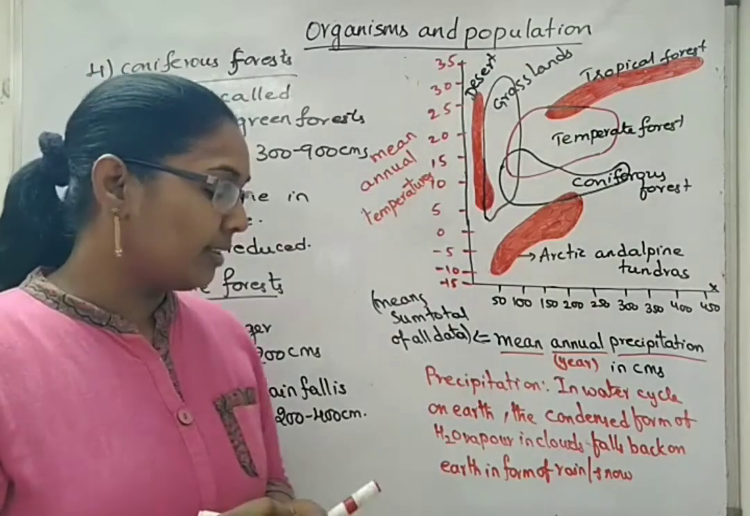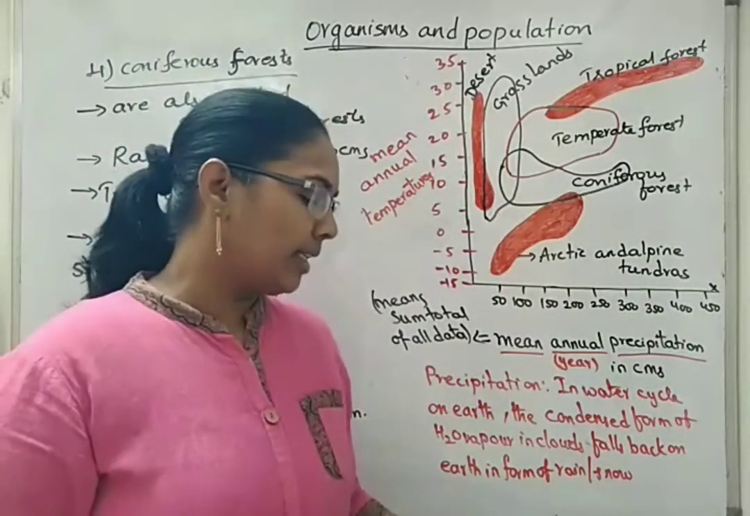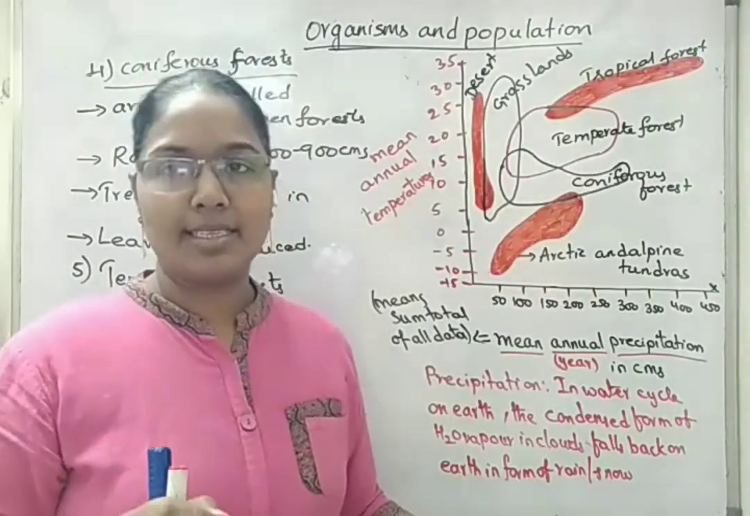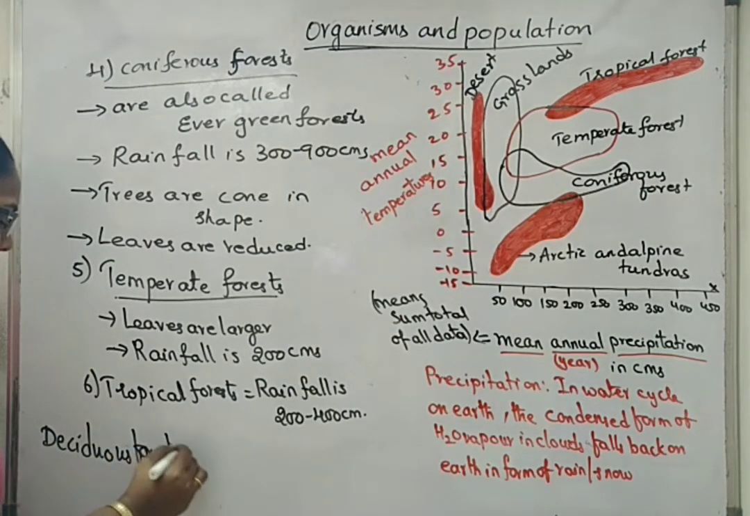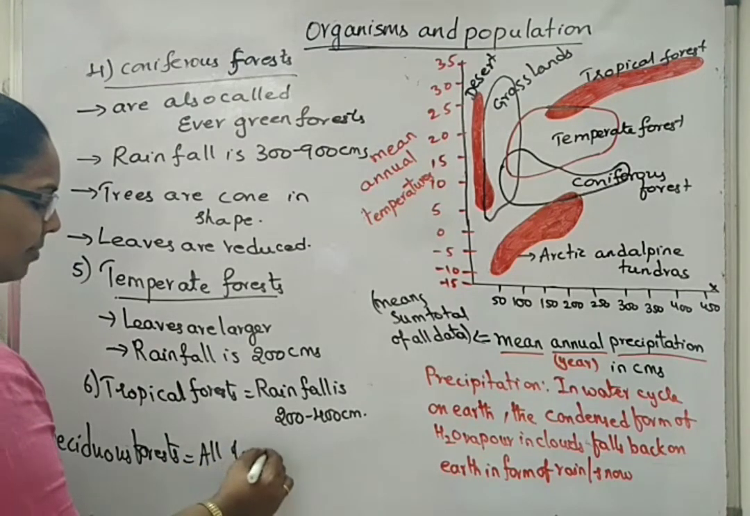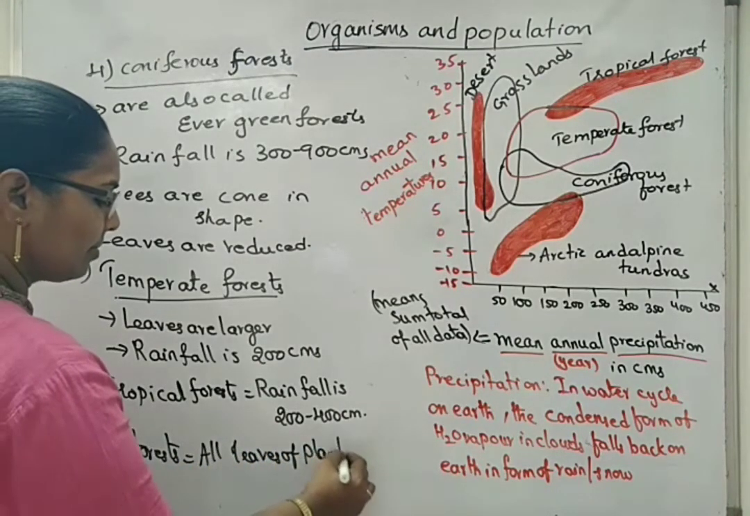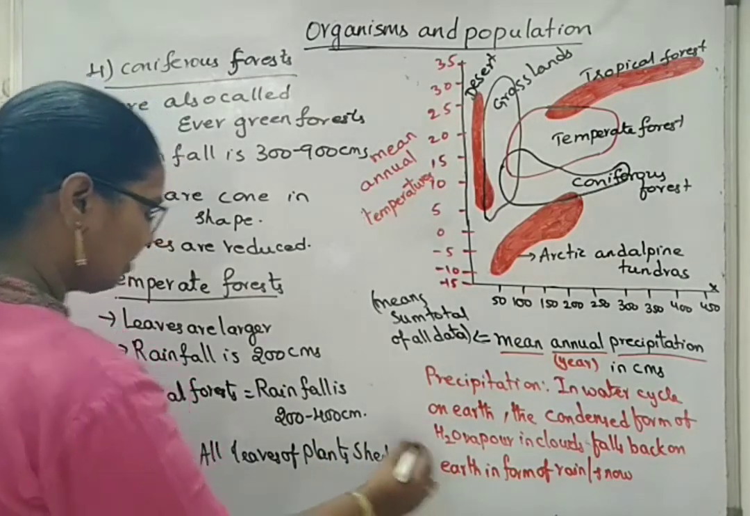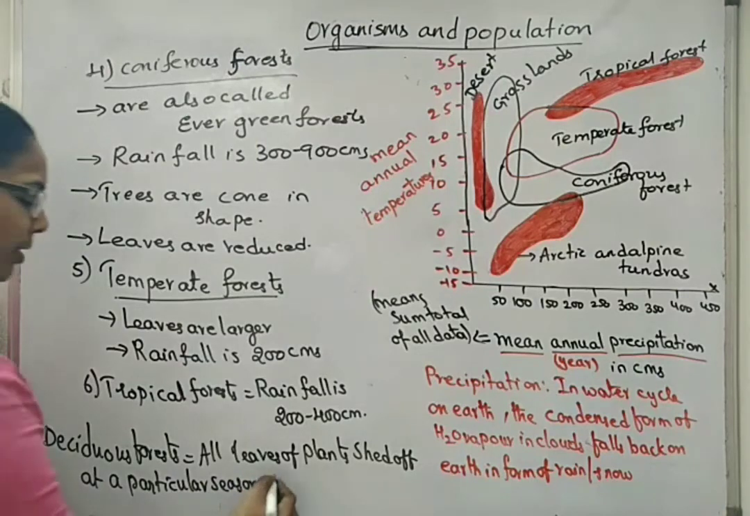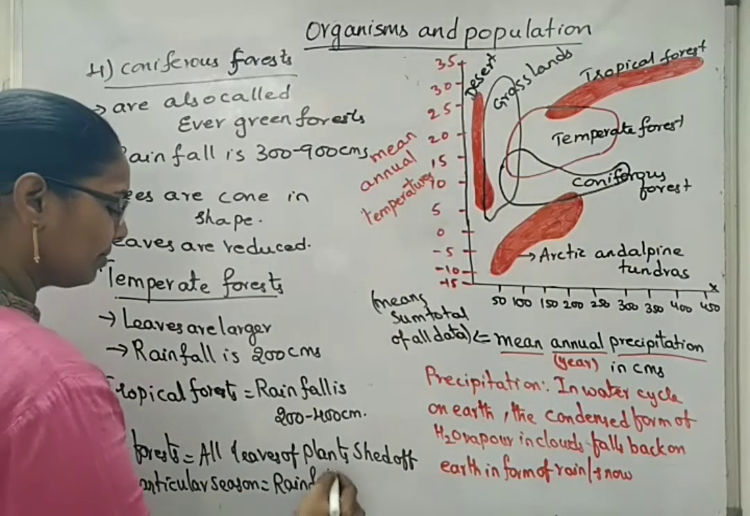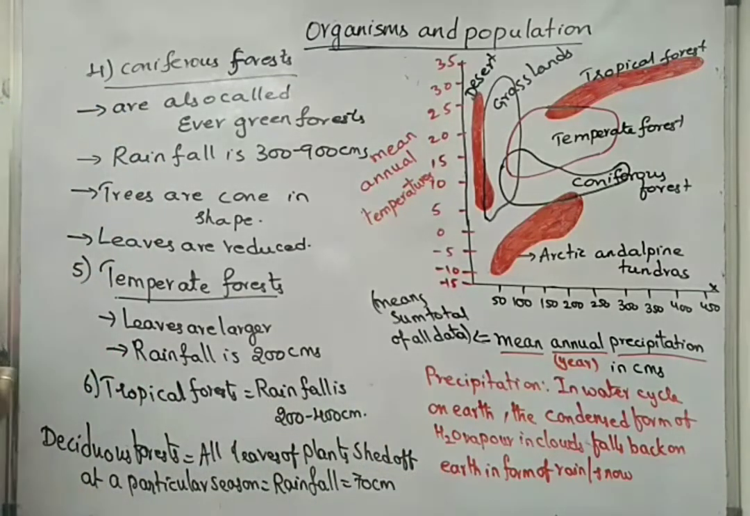So what is the difference between deciduous and coniferous? Deciduous means their leaves shed off from the plant seasonally at a time. So if you see what is meant by deciduous forests, all leaves of plants shed off at a particular season. Now here rainfall is 700 centimeters. Deciduous forests have very broad leaves.